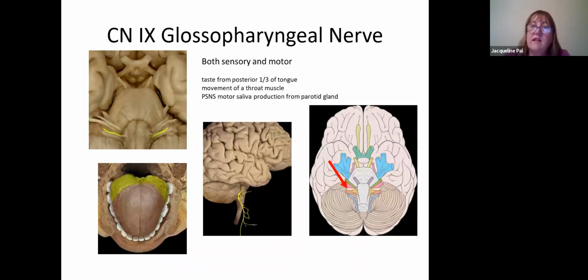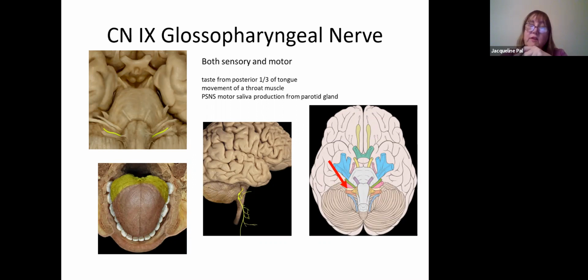Cranial nerve 9 is the glossopharyngeal nerve, and it is both sensory and motor. So if you look at the name glossopharyngeal, glosso means tongue, and pharynx is the inside of your throat. So what it's doing is giving us taste to the tongue, but if you think the throat is posteriorly, it's giving us taste in the posterior 1/3 of the tongue. In addition, there is a muscle in the neck, in the throat, whose name we are not going to learn, that it gives motor to.